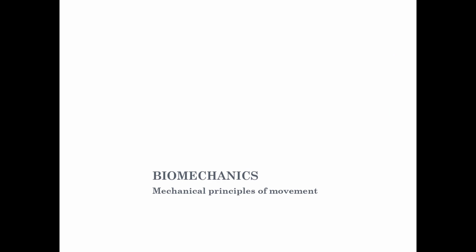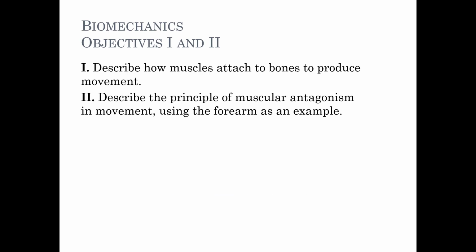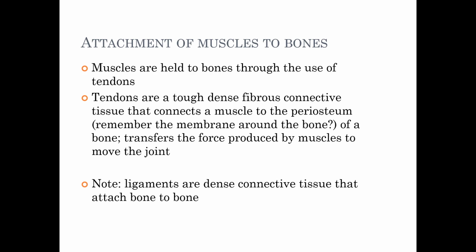Okay. So now we're going to move into what's called biomechanics, and we're going to talk about how the muscles work with our bones in order to produce different types of movement. So we're going to talk about how muscles attach to bone and look at the principles of muscular antagonism. We briefly touched on muscular antagonism already, so we're coming back to it here.